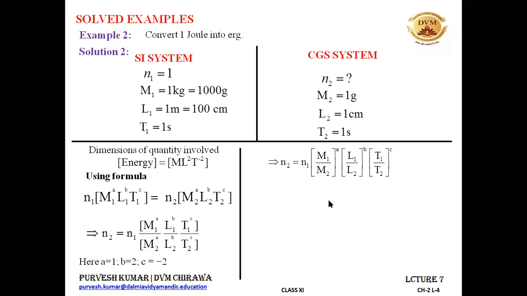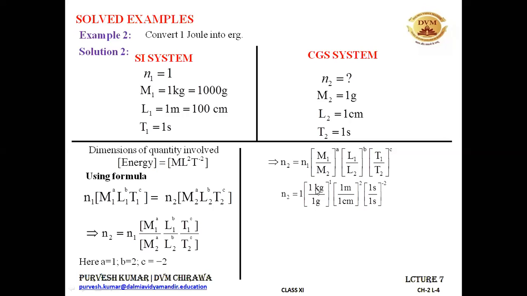All right. And in place of M1, I have written 1 kg. In place of M2, I have written 1 gram. And in place of L1, I have written 1 meter. In place of L2, I have written 1 centimeter. In place of T1, I have written 1 second. In place of T2, I have written 1 second. With the powers, that is a is 1, b is 2, and c is minus 2.